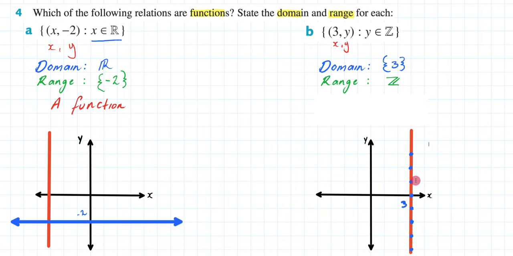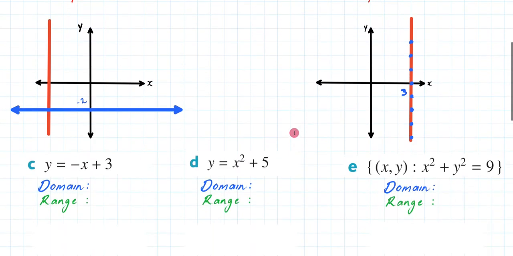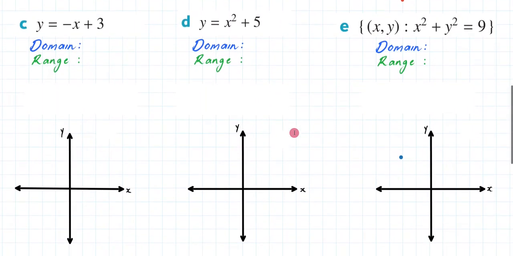I'm actually going to have an infinite amount of intersection spots. So this is not a function. Let's now go on to C.